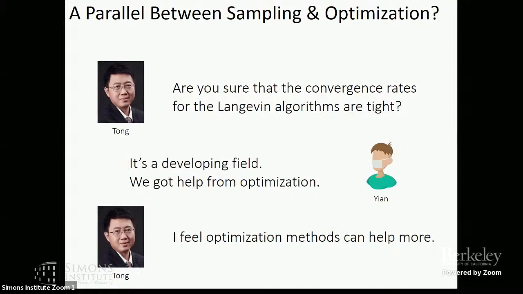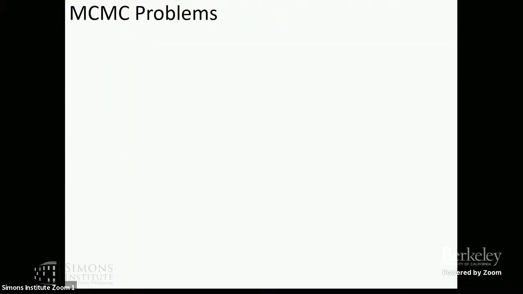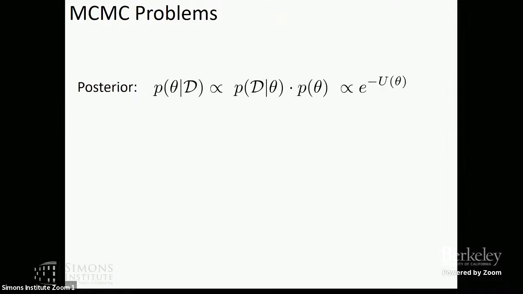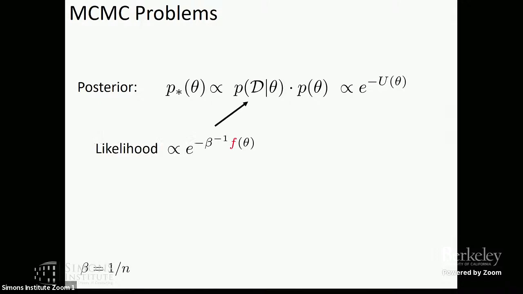I didn't know what he meant, but I started working with him on this class of MCMC problems, where we had this posterior distribution of the parameter theta depending on the data, which is proportional to e to the negative potential function. We'll denote it as P star, the target distribution. It is comprised of a likelihood function, so we can write it as proportional to e to the negative inverse temperature times f, where the temperature is defined as 1 over the number of data points.